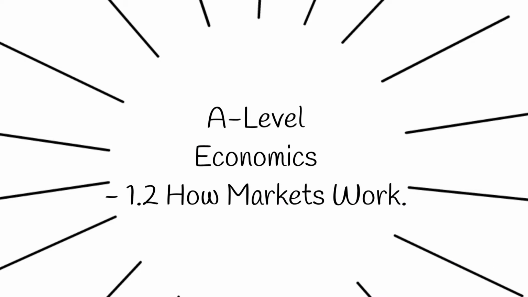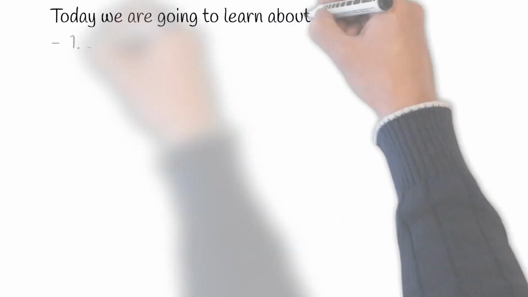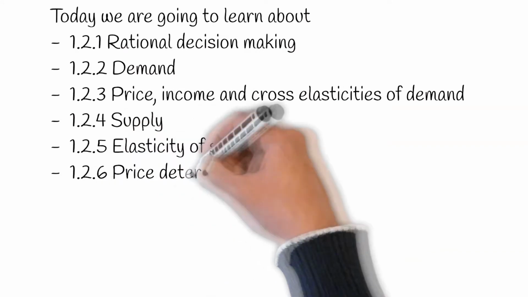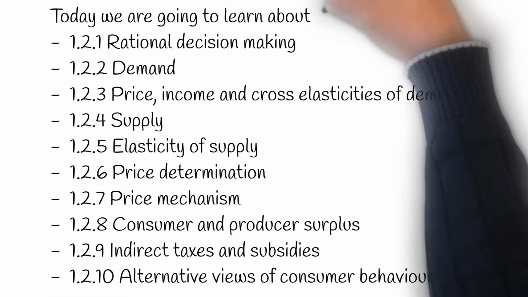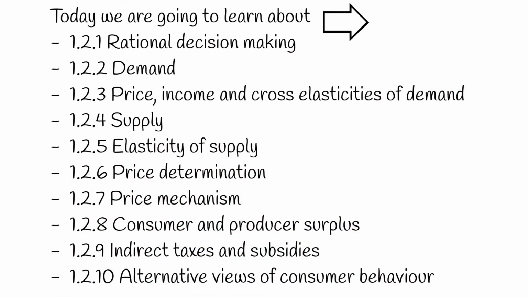Welcome to this video in our series on A-level economics. Today we are looking at 1.2, how markets work. Topics covered today are as follows: rational decision-making, demand, price, income, and cross-elasticities of demand, supply, the elasticity of supply, price determination, price mechanism, consumer and producer surplus, indirect taxes and subsidies, alternative views of consumer behavior. If you haven't seen our previous videos, click on the card above.